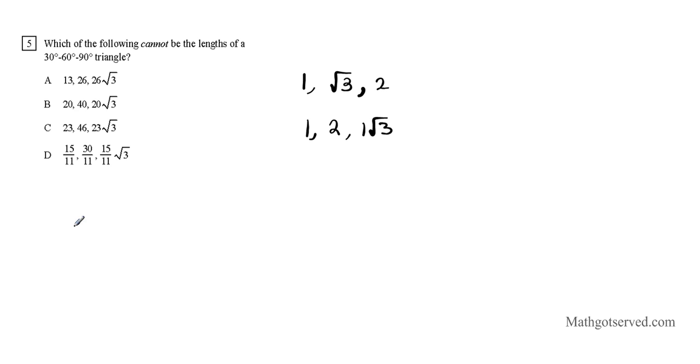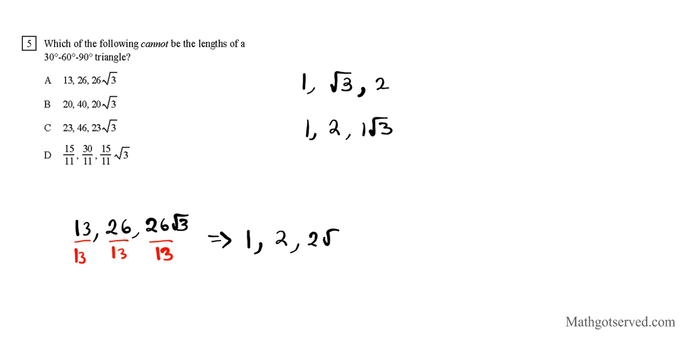So let's start with option A: 13, 26, and 26 root 3. In order to make this one 1, I have to divide it by 13. So divide it by 13, divide it by 13, divide it by 13. So what do I get? 13 divided by 13 is 1. 26 divided by 13 is 2. 26 root 3 divided by 13 is 2 root 3.